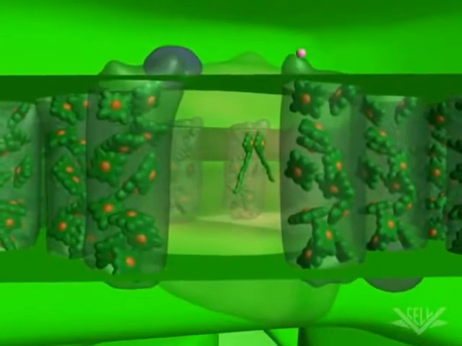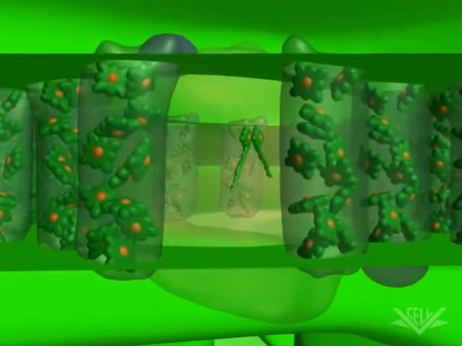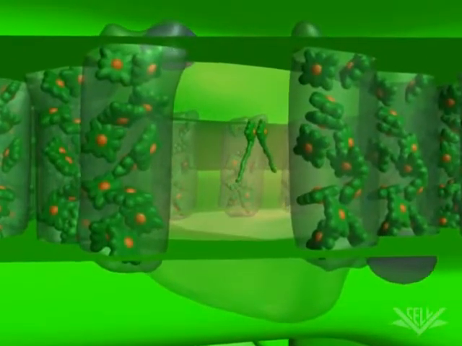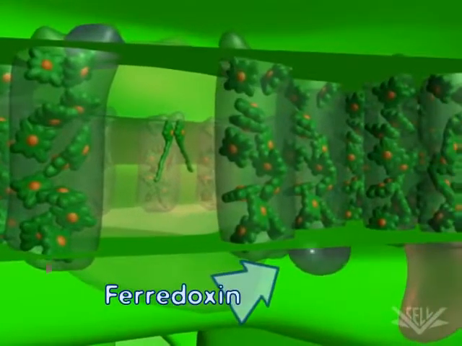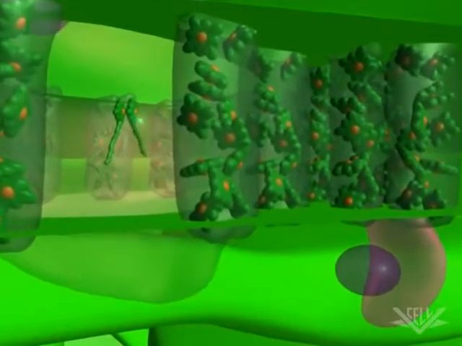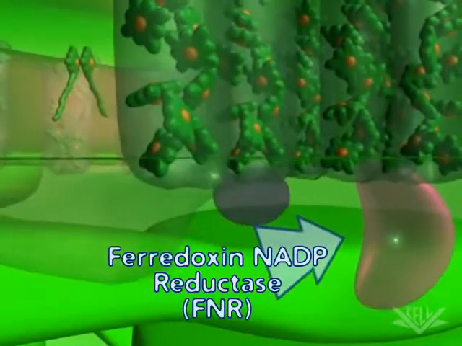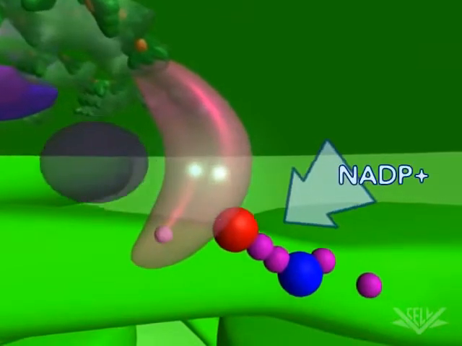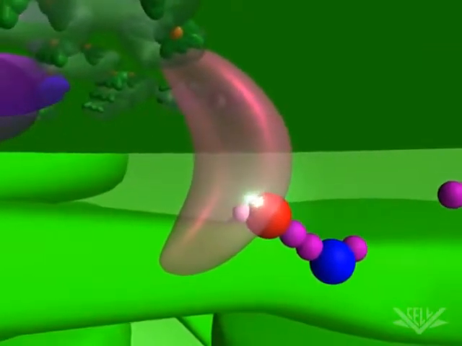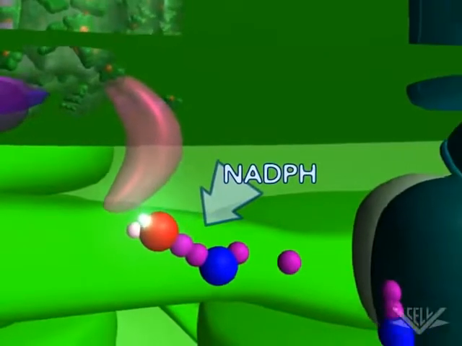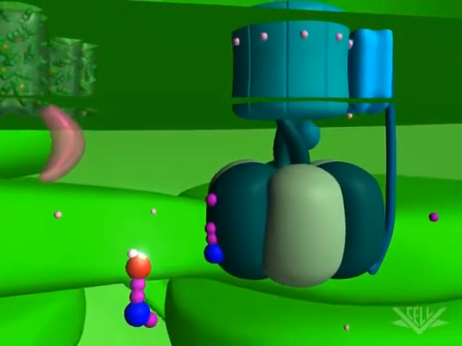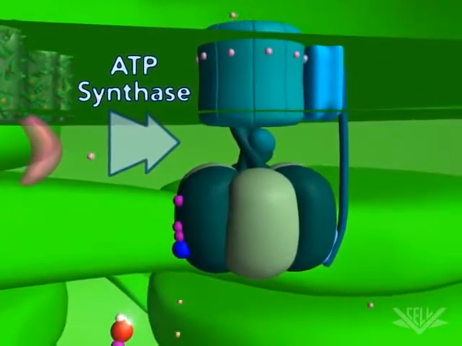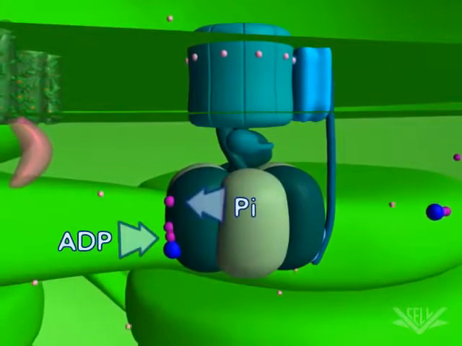It is here that photons again energize each electron and propel their transfer to ferredoxin. Ferredoxin then transfers the electrons to the ferredoxin NADP reductase, also known as FNR. After 2 electrons are transferred to FNR, NADPH is made by adding the 2 electrons and a hydrogen ion to NADP. The gradient created by the electron transport chain is utilized by ATP synthase to create ATP from ADP and PI.